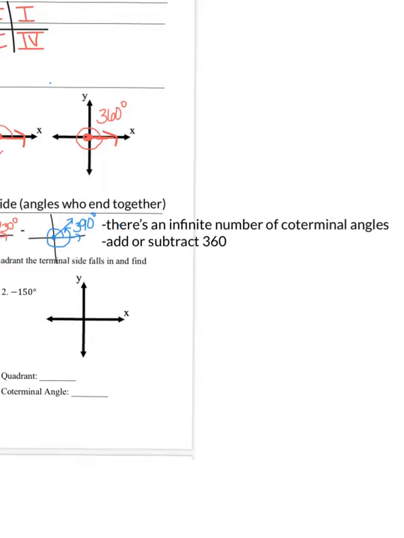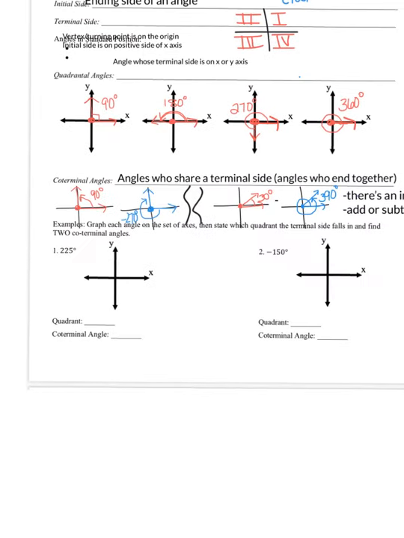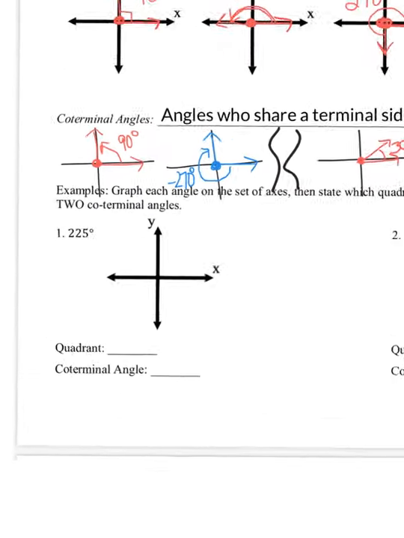So let's just look at this on the bottom now. This is what your homework's going to look like. I'll show you where I'm getting my information from. Graph each angle on the set of axes, then state which quadrant the terminal side falls in, and find two coterminal angles. On your homework, I'm only going to ask you to find one, okay? So for number one, 225.